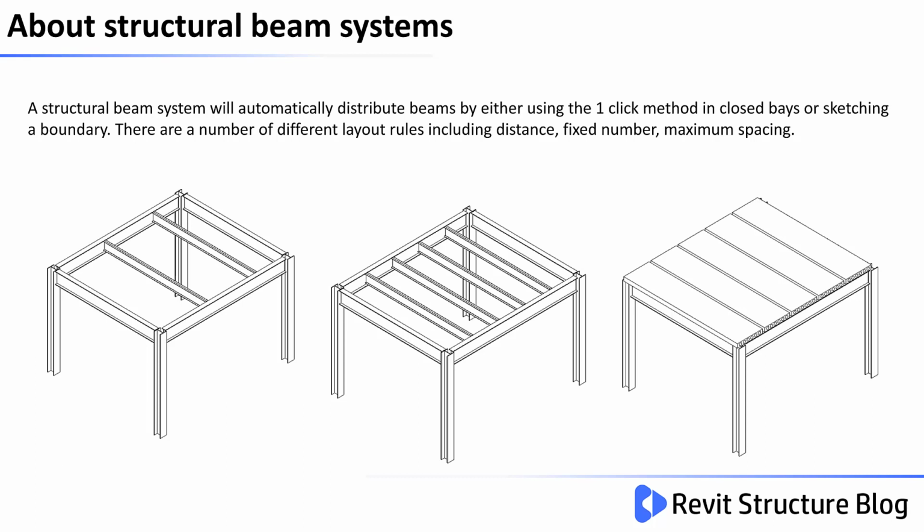A structural beam system will automatically distribute beams by either using the one-click method in closed bays or sketching a boundary. There are a number of different layout rules including distance, fixed number, maximum spacing and clear spacing. On the right-hand image below, you can see that we've distributed precast concrete planks using clear spacing.